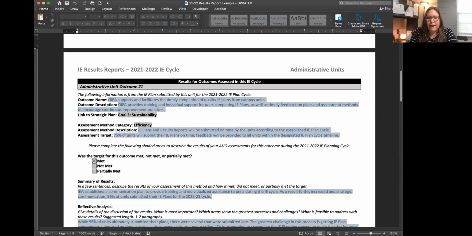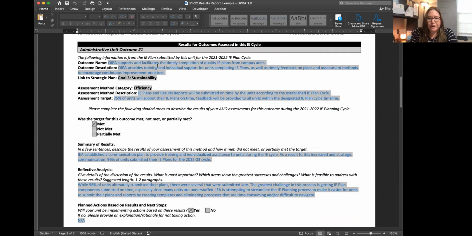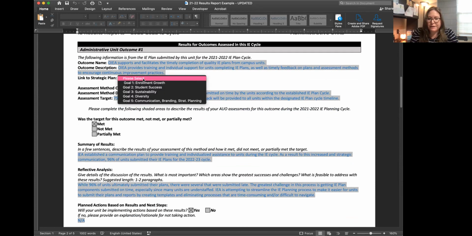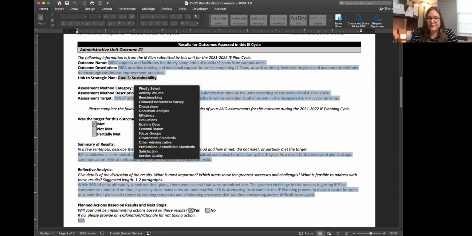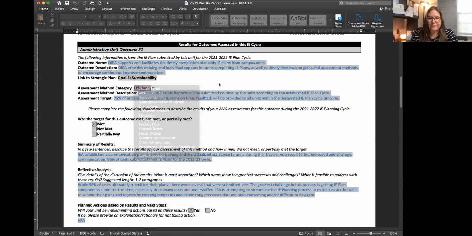And then here you will do your results for administrative unit outcome 1. So you can find this information here about the outcome and the assessment method from your plan that you access in Teams as well. So you can just copy and paste that directly in here. These are drop-down menus, as you can see, so you can just select which one you fall into there. This is a drop-down menu as well.